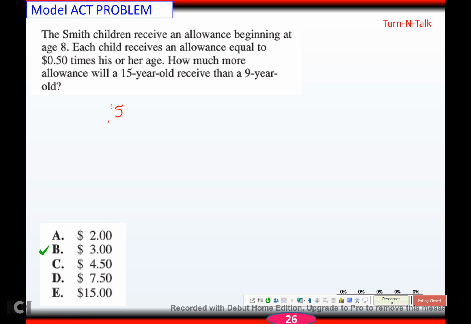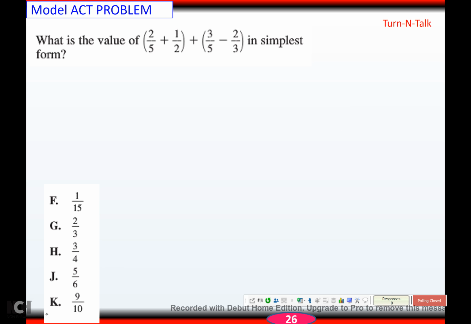The 15-year-old, if you multiply by 50 cents, would make $7.50. The 9-year-old times 50 cents would make $4.50. So how much more did he make? Well, that's a subtraction problem, and if you subtract those, you get $3.00. Okay, try this one, hit pause, come back when you're ready.